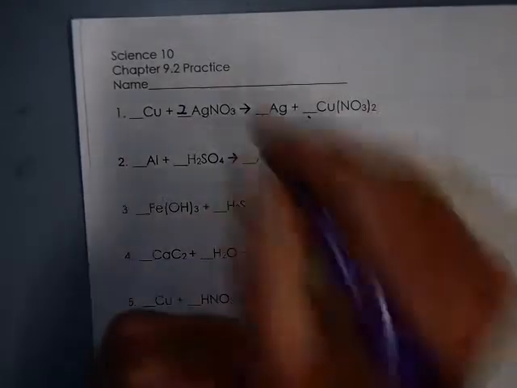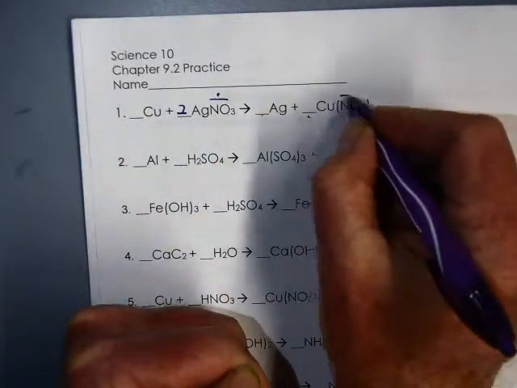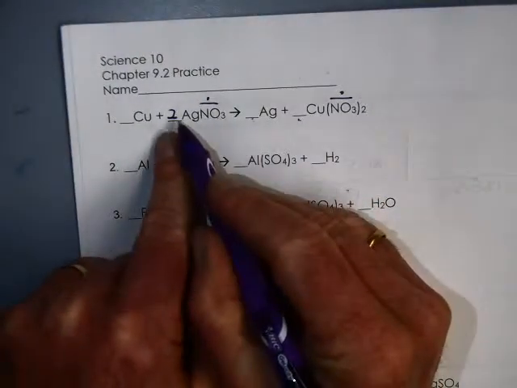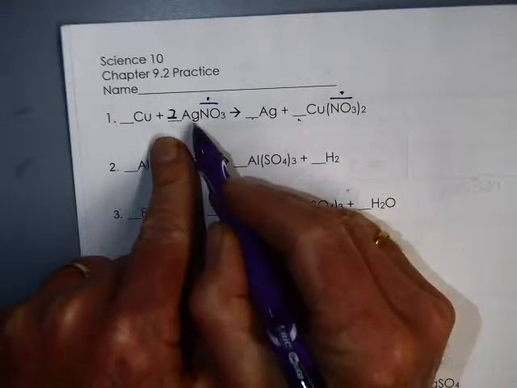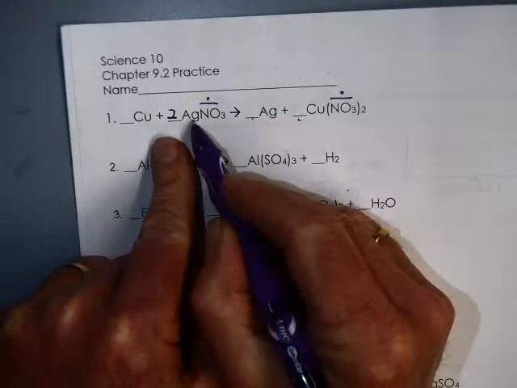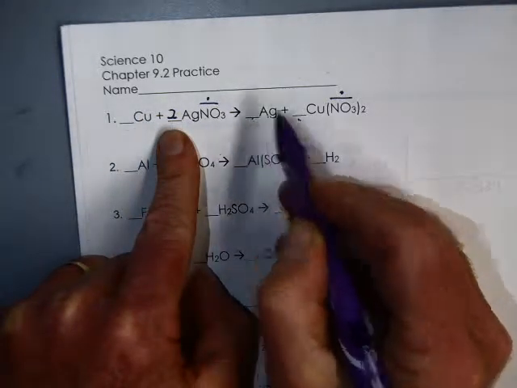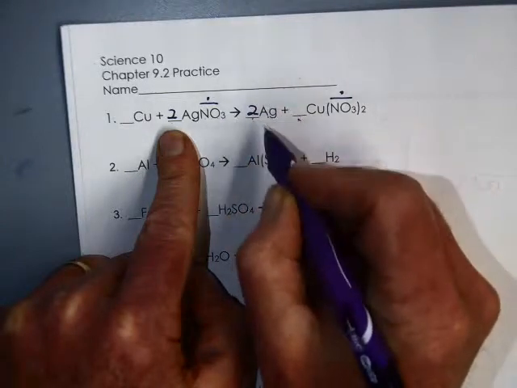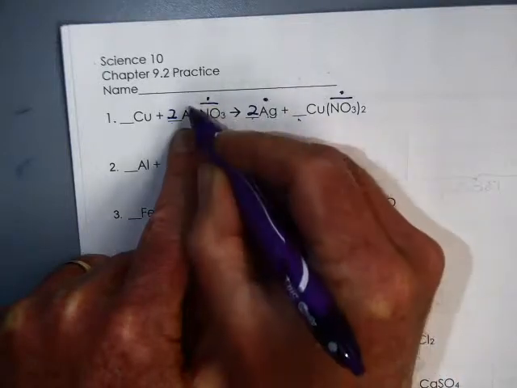Okay, so this is what I do. I look at this and say, nitrates are balanced. I look at this now. Because I put a 2 here, this also meant that I have 2 silvers. I have 2 silvers here. I have 1 silver here. So I'm going to put a 2 right there. It looks like I have 2 and 2, so these are balanced.